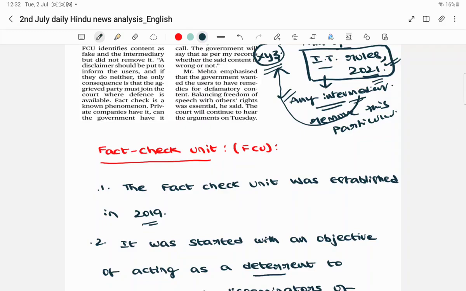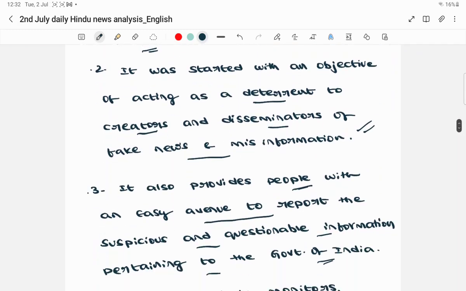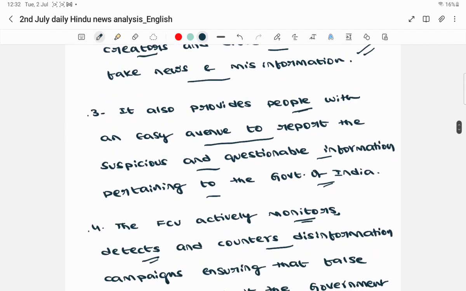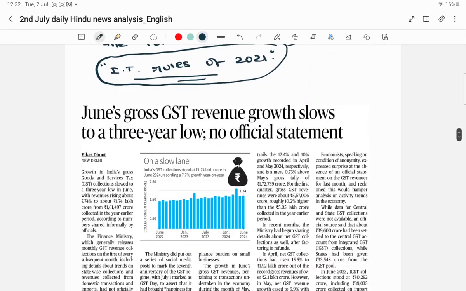Then we have to discuss this article again. So irrespective of this judgment, this article is very, very important from the UPSC perspective. Definitely, because the fundamental rights of the people are involved. At the same time, spreading fake news and protecting the interests of the government are also involved. So taking all this into consideration, this article will be very important. Let us go to the next article.